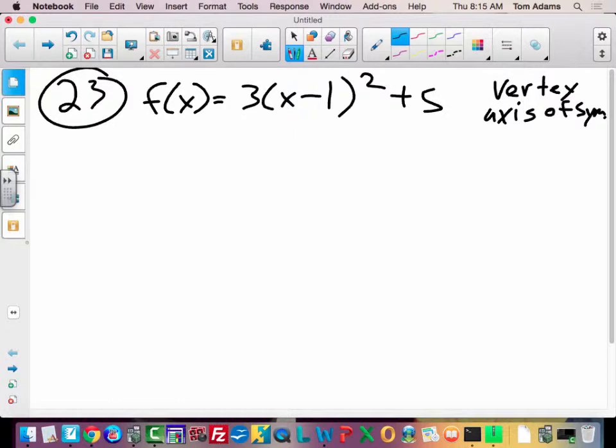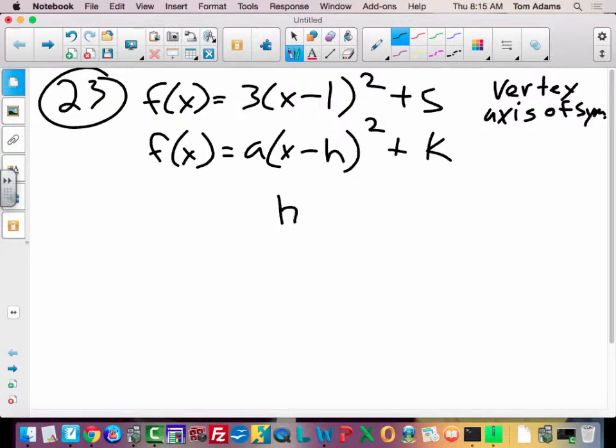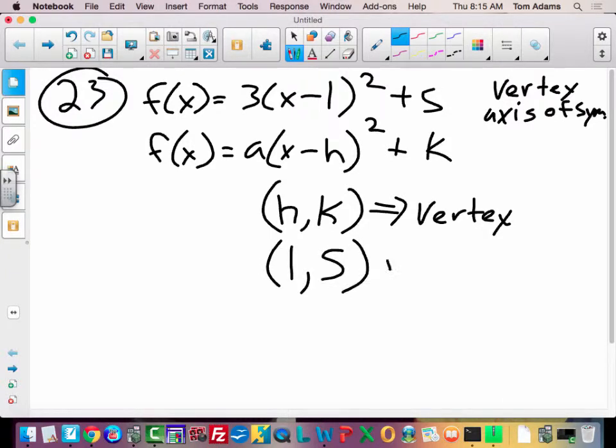And so the vertex, this is written in the form a times x minus h squared plus k, where h comma k is the vertex. So the vertex then is literally 1 comma 5. That's where the vertex occurs. Now I'm going to sketch it anyways, even though the book doesn't ask it, just so you can kind of understand what the vertex is and what the axis of symmetry is.